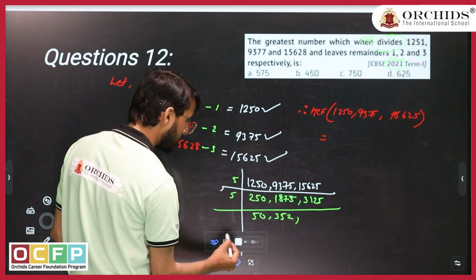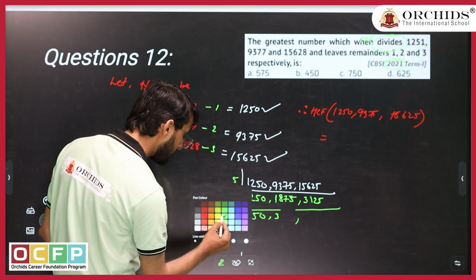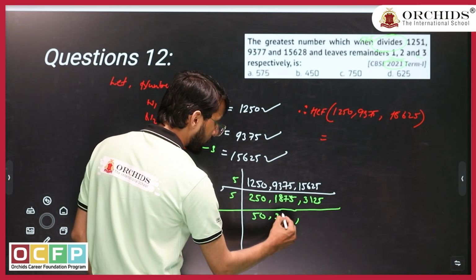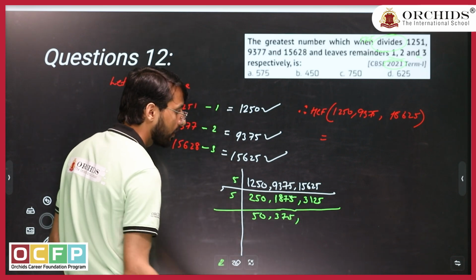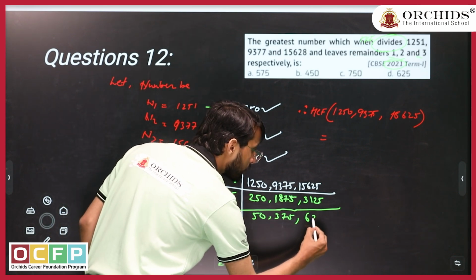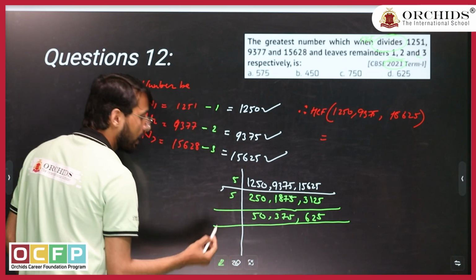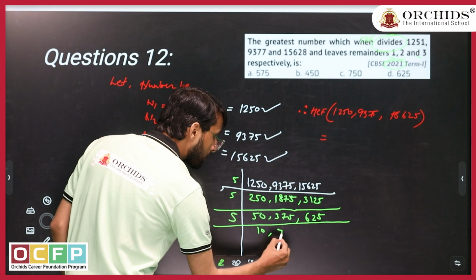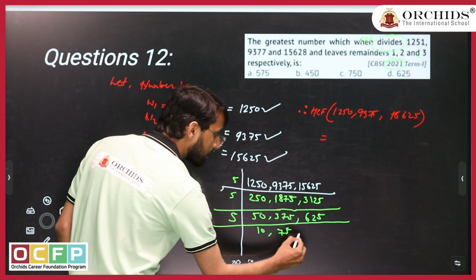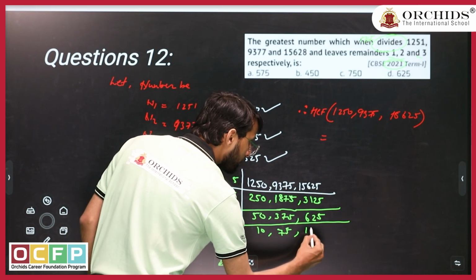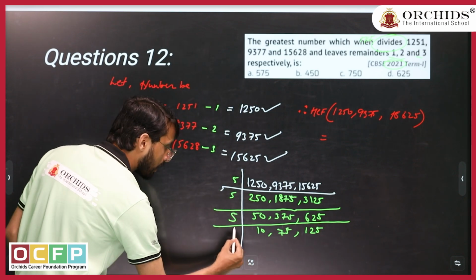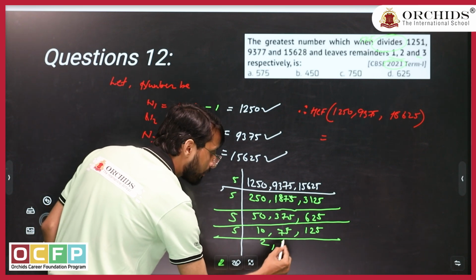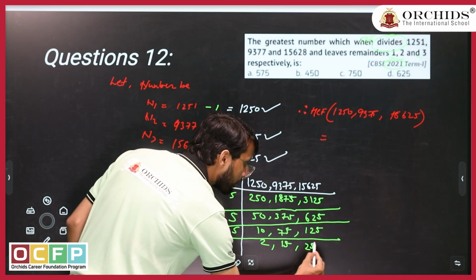Just a minute. 5 3s are 15, then 5 7s are 35, then 5 5s are 25. This is 5 6s are 30, 5 2s are 10 and 5 5s are 25. Again go with 5 only. 5 10s are 50, 5 7s are 35 and 5 5s are 25. This is 5 1, 5 2, 5 5. Again go with 5.